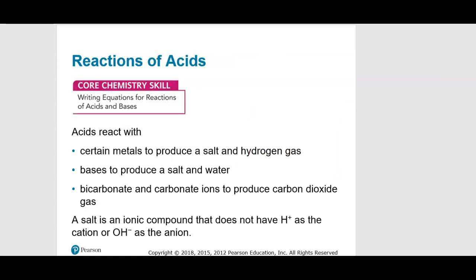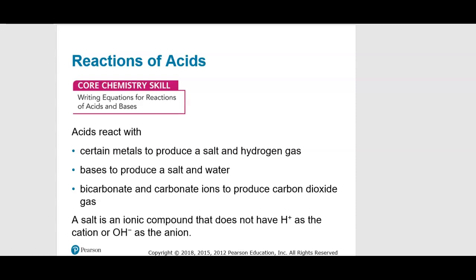Acids undergo a number of reactions, and some of these are the following. They can react with metals, just the metals, sodium, zinc, iron, to produce a salt and hydrogen gas. The salt is an ionic compound that's derived from the anion of the acid, and the cation, the positive ion, is going to be coming from the metal. They can react with bases to produce a salt and water, and they can react with bicarbonate or carbonate ions to produce carbon dioxide gas.